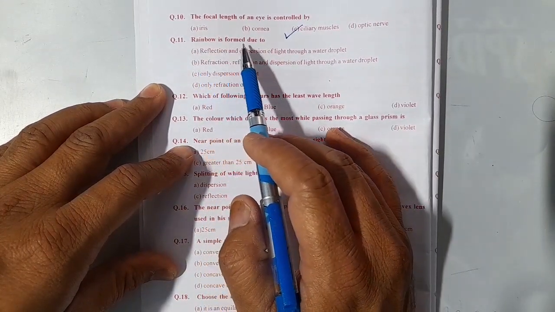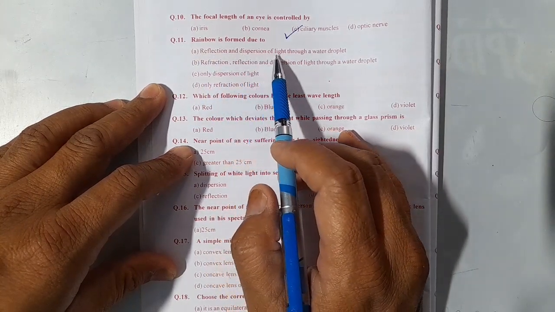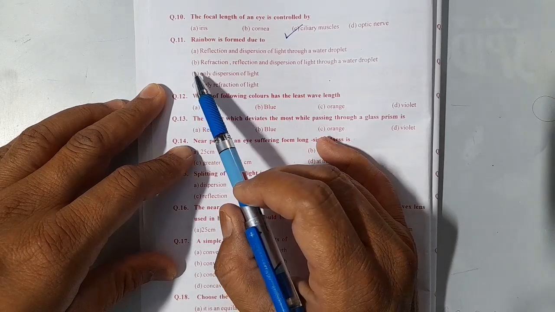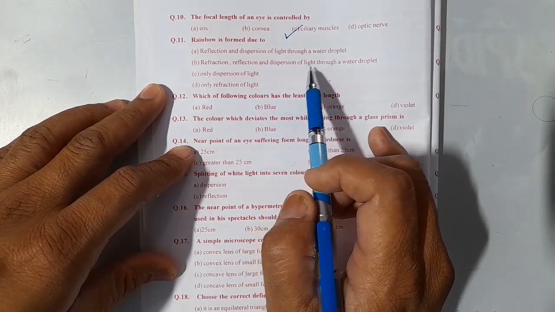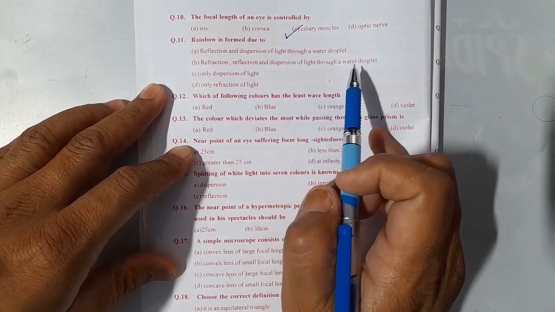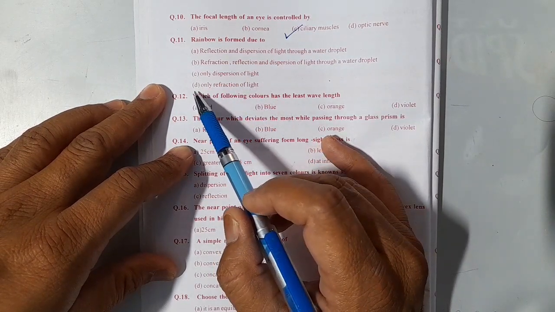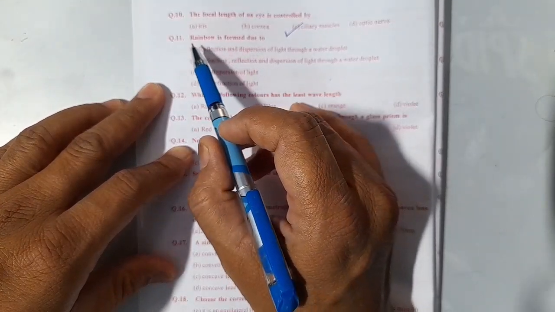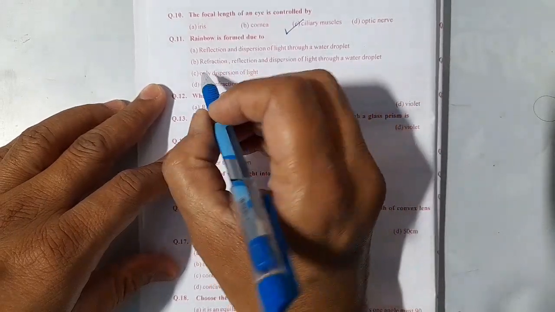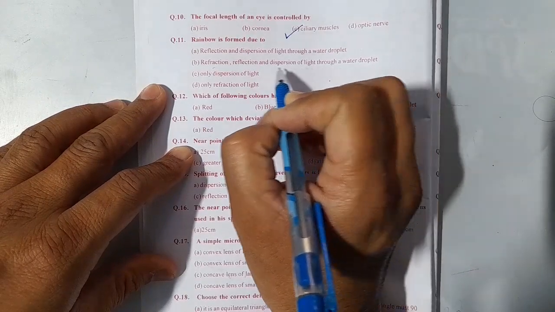Rainbow is formed due to option A reflection and dispersion of light through a water droplet, option B refraction, reflection and dispersion of light through a water droplet, option C only dispersion of light, or option D only refraction of light. So students, we know that rainbow is formed due to refraction, reflection and dispersion of light through a water droplet. So its correct option is option B.